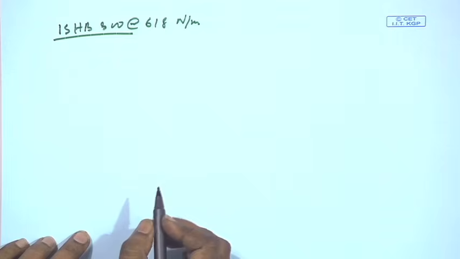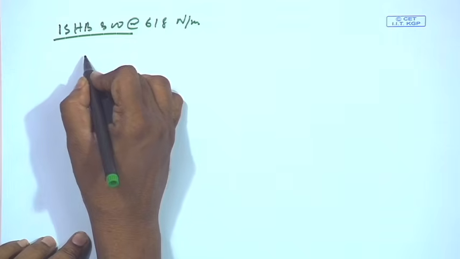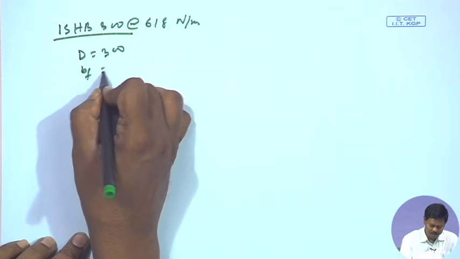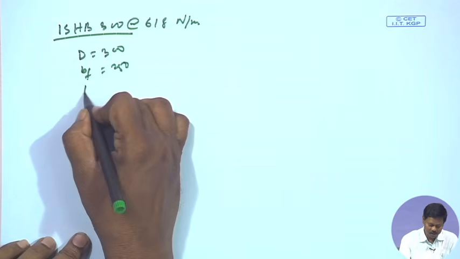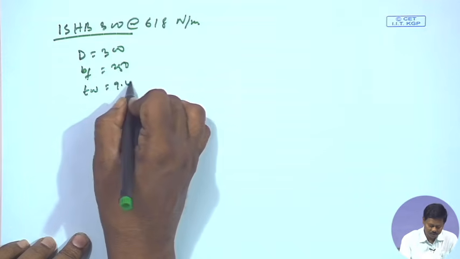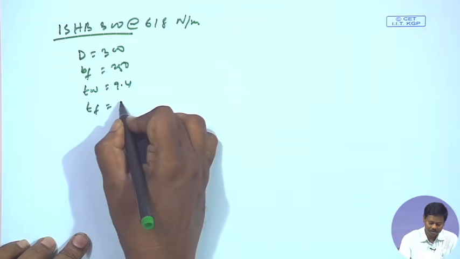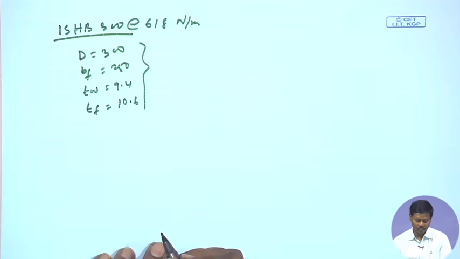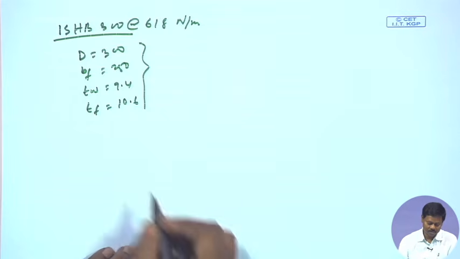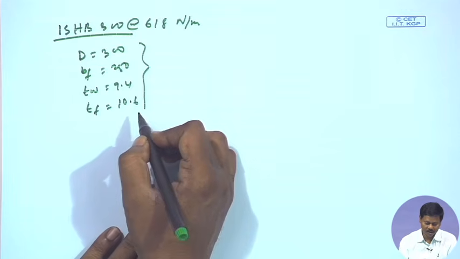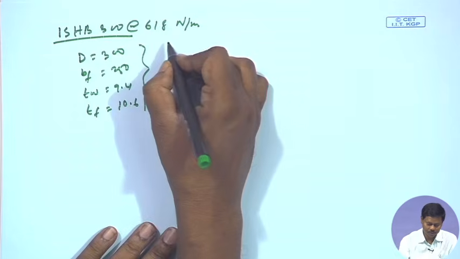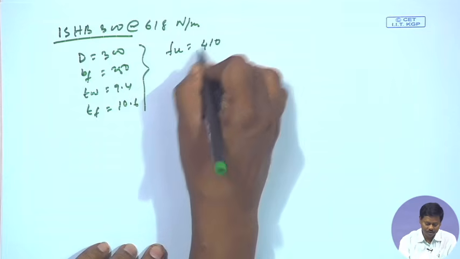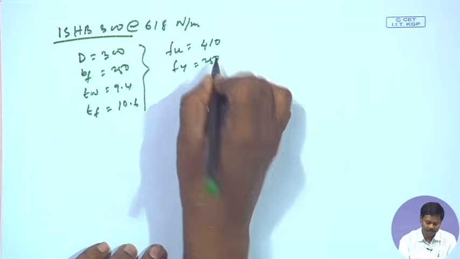So, for the column size, if ISHB 300, then we can see that the depth of section is 300, width of the flange is 250, thickness of the web is 9.4 and thickness of the flange is 10.6. This data we can find from table 1 of SP 6. So, from SP 6 this data has been noted, and also we know for Fe 410 grade of steel, Fu we can use as 410 and Fy as 250 MPa.